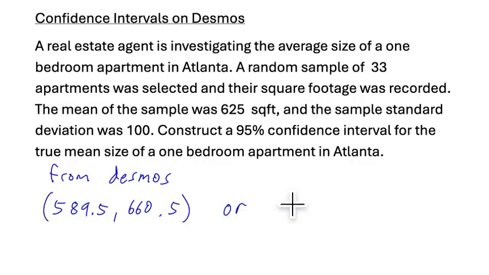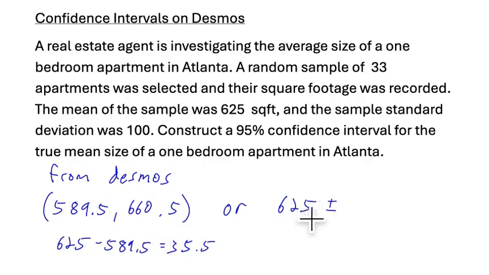Or we can write that with the point estimate and a margin of error. Halfway in between these two values is 625, plus or minus the margin of error. And to get the margin of error, we subtract one of the endpoints from our point estimate, which gives us 35.5. So 625 plus or minus 35.5. So two different ways of writing the same interval.